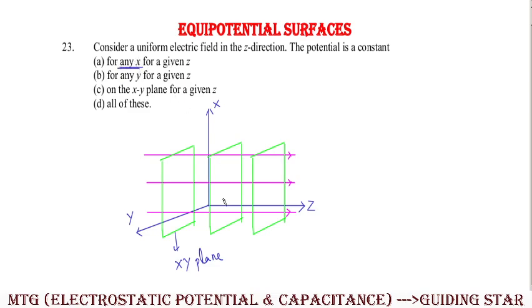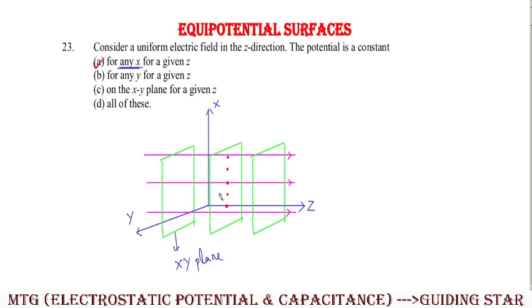So suppose we take this second surface. At this particular value of z, what will be the value of potential at any values of x? It means for any value. That means at this particular z, if we move along x direction, upward at this point, or over here, or over here, as all these points are present on this equipotential surface. Clear? So that means here the potential will remain constant. That means this particular option is true.